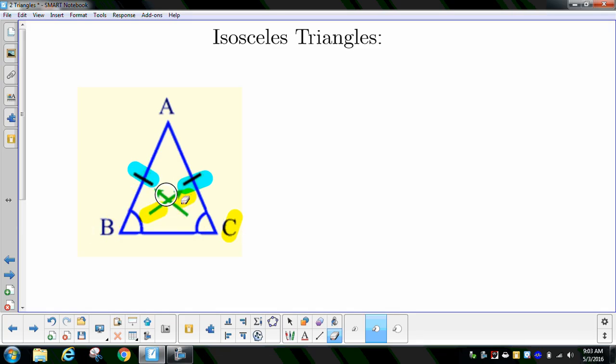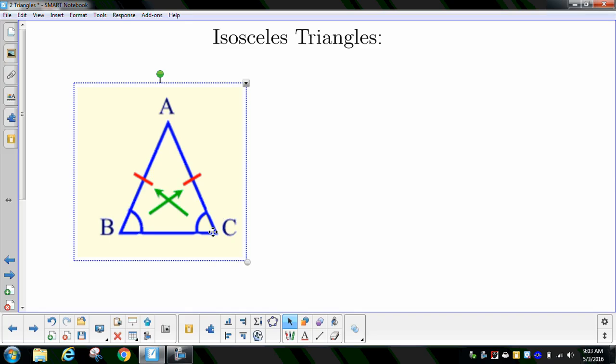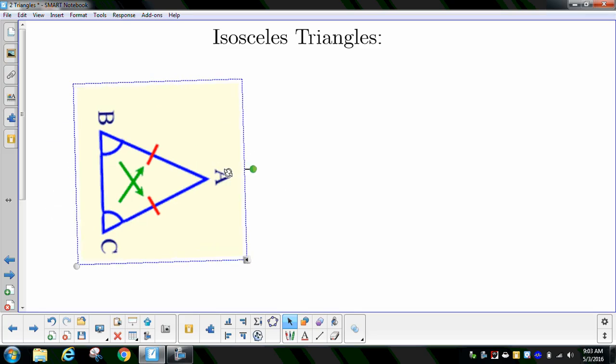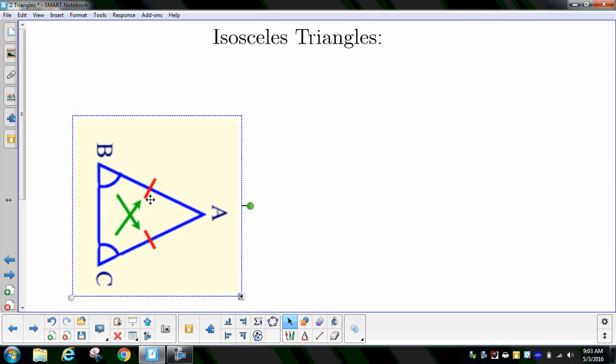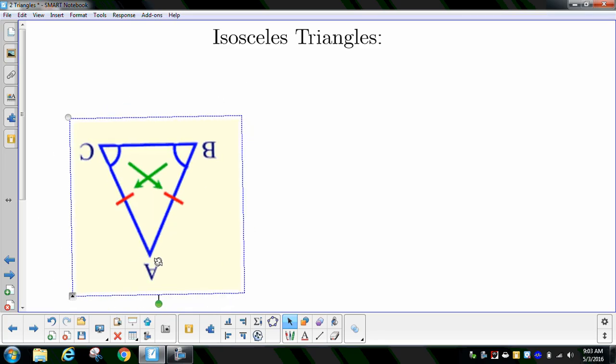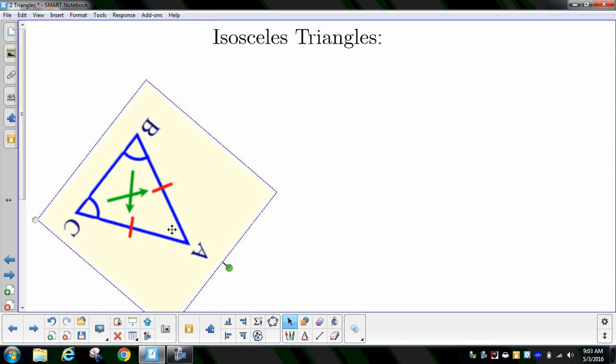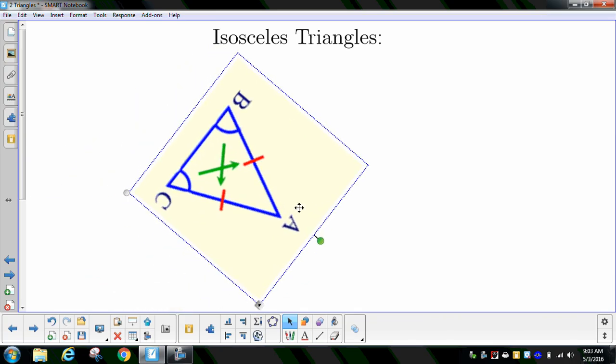Now I think it's important to point out that an isosceles triangle doesn't always have to be in this orientation. Sometimes it might be like that. Still, those two sides are congruent, and B and C are congruent. It might be upside down. Could be sideways. Okay, so make sure to note, if you're given a problem, which sides are actually congruent to each other.